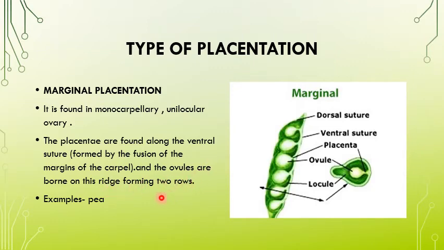The example is pea. In this image you can see this is a pea. The type of placentation is your marginal. This is the dorsal, this is the ventral suture, this is the placenta, and this is the ovule. So they are arranged marginally, that is known as marginal placentation. Example is pea.